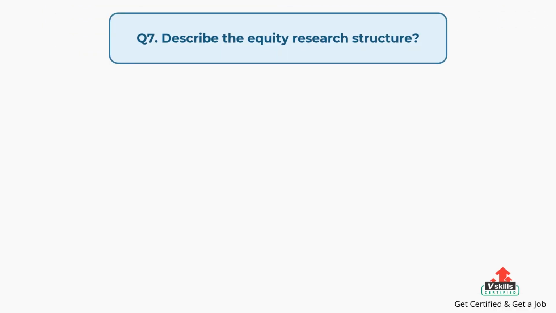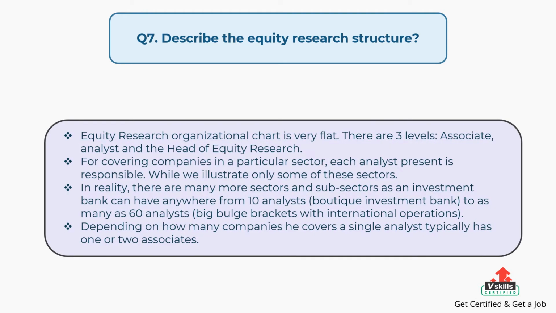Question number 7. Describe the equity research structure. The answer is, equity research organizational chart is very flat. There are 3 levels: associate, analyst, and the head of equity research.